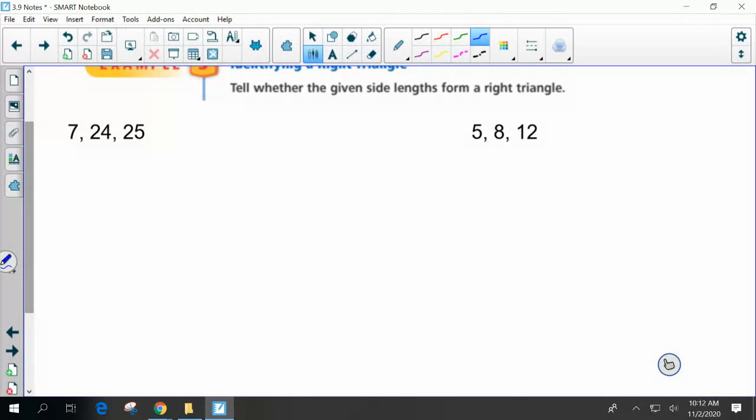So what we're going to do is plug in all 3 numbers into the Pythagorean theorem, and see if this does make a right triangle. Really quickly though, we have to decide which one has to be C. 25. So the longest side always has to be C. Okay, A and B can be switched around. They're interchangeable. It does not matter. So here we're going to have 7 squared plus 24 squared, and we're going to see if that equals 25 squared.